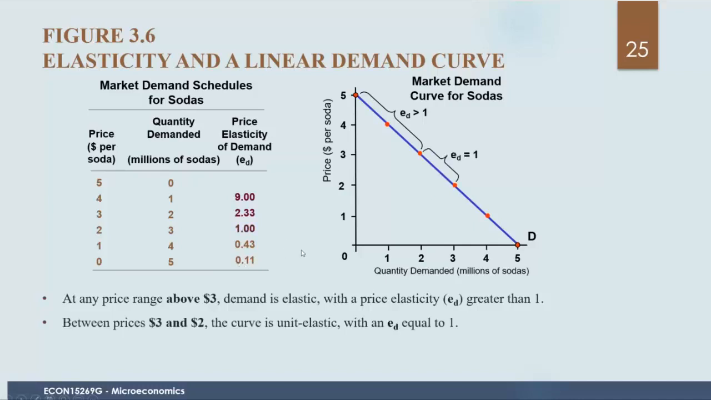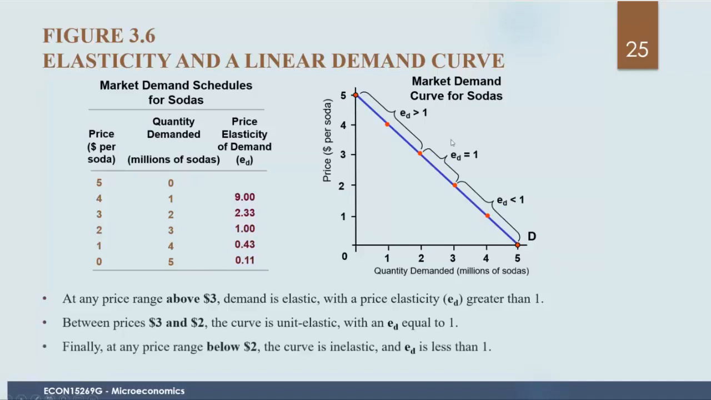So using the midpoint formula, we would see that in between these 2 points, we're going to get the elasticity of demand being equal to 1. And then between here and here, it's going to be greater than 1. And between here and here, it's going to be less than 1. So we'll say that this is the inelastic portion, this is unit elastic, and then this is elastic.